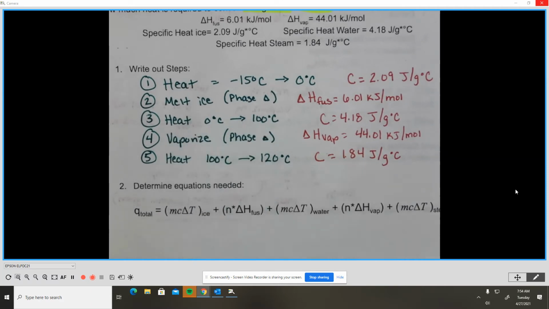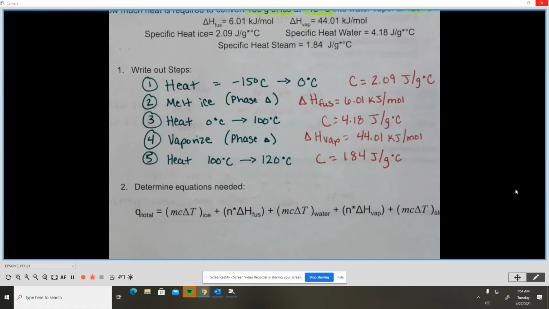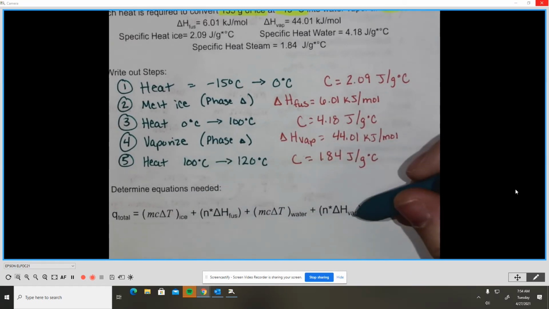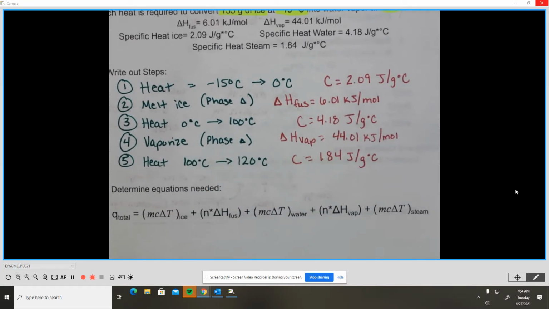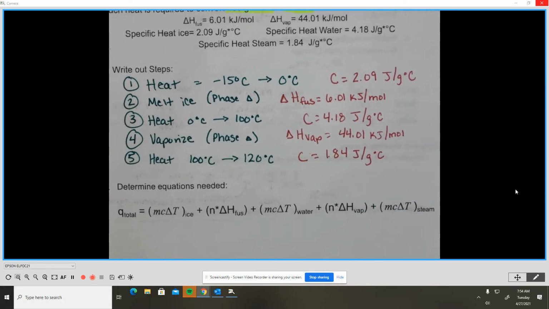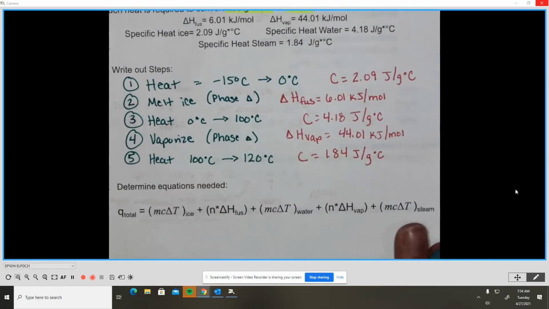Step 2, we're melting our ice. This is a phase change. So we're going to have n times, which is our number of moles, times our heat of fusion. Step 3, we're heating. So we're going to have mc delta T, but this one's with water instead of ice because we're in that state. Then we vaporize. So we've got our number of moles times our heat of vaporization. Our very last step, we're heating our steam to 120 degrees. So we've got mc delta T of steam. So this is the equation that we're going to plug these numbers into.